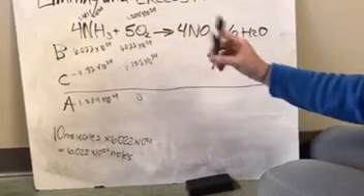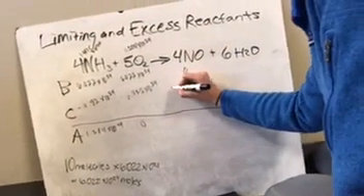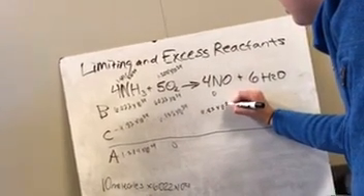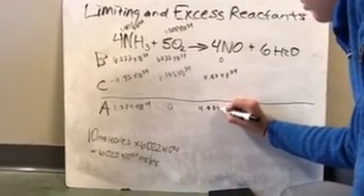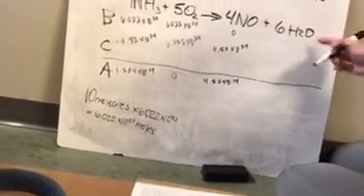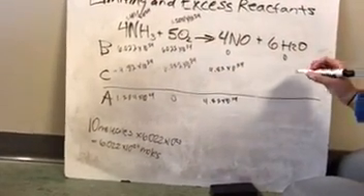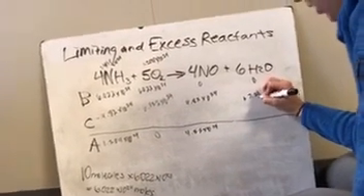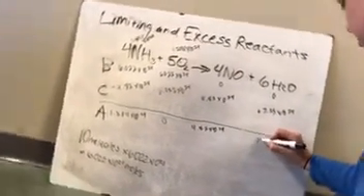So then, completing our BCA table, we know that these coefficients are the same, so this number is going to be the same. And then we also, dividing this number by 4, multiplying by 6, get 7.23 times 10 to the 24th moles.